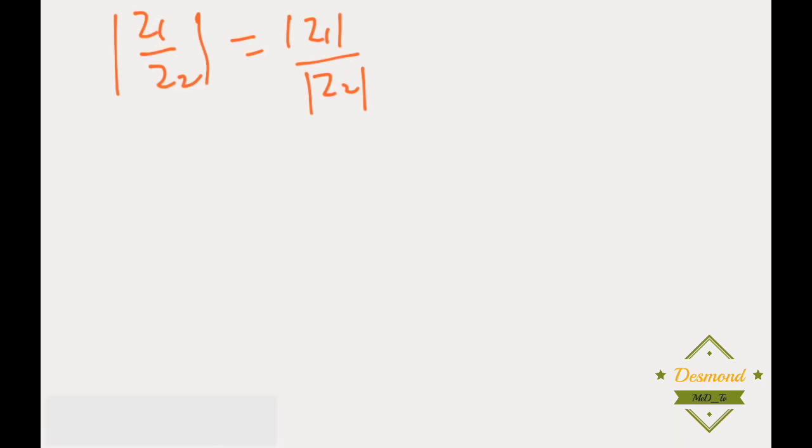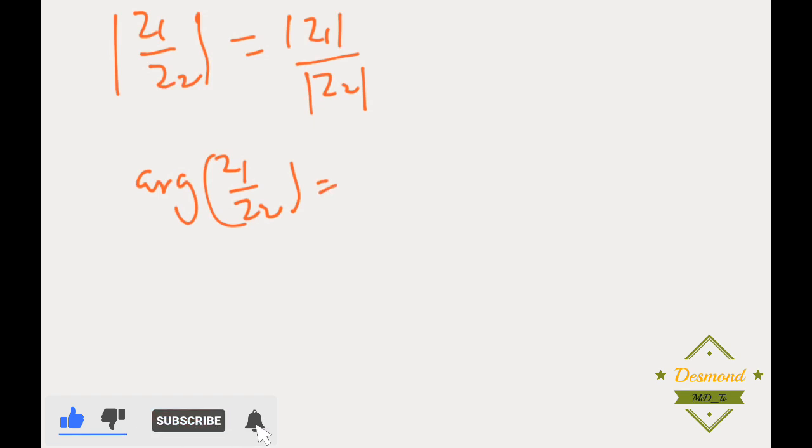Another property is that the argument of z1 over z2 is also equal to the argument of z1 minus the argument of z2. Also the same thing. Just take note of these properties. It's very, very important.